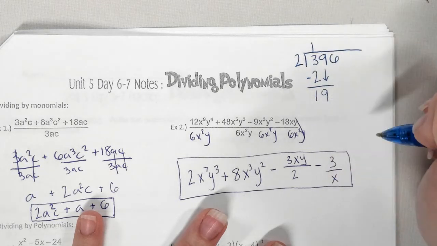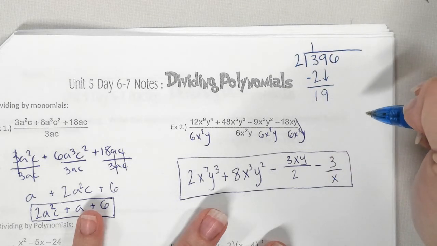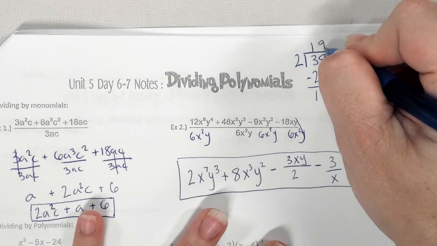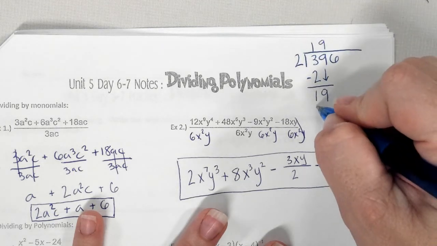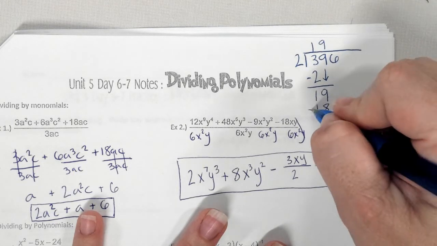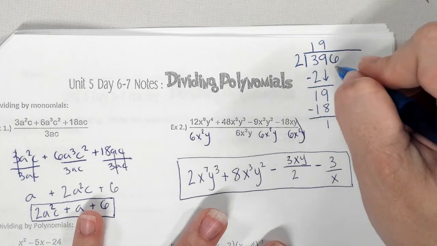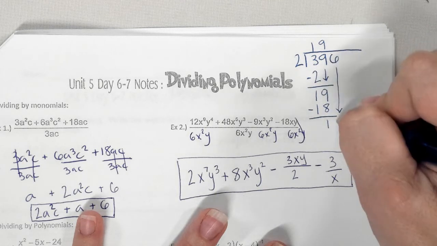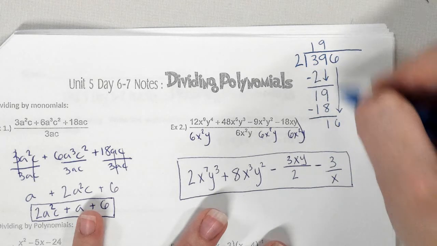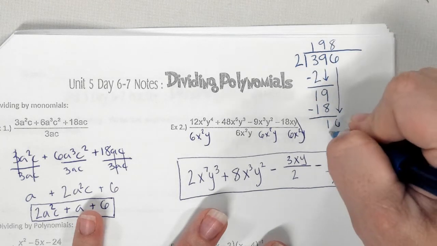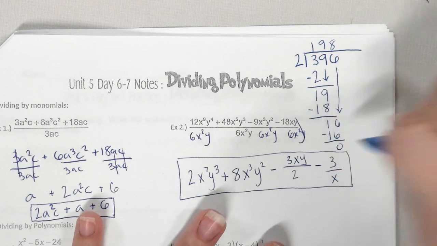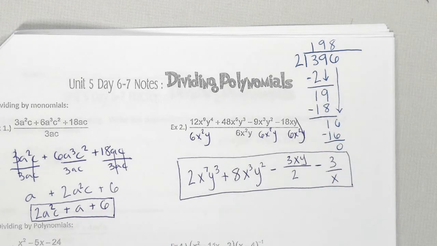Now, 2 goes into 19 how many times? 9 times. 9 times 2 is? 18. Again, we subtract. Gives me 1. Bring down my 6 because 2 doesn't go into 1. It goes in there 8 times. 8 times 2 is 16. We subtract and we get a remainder of 0. So 198 is our answer, right?